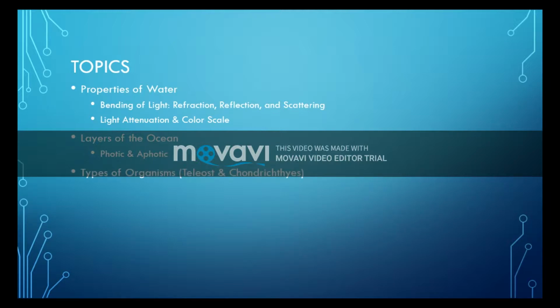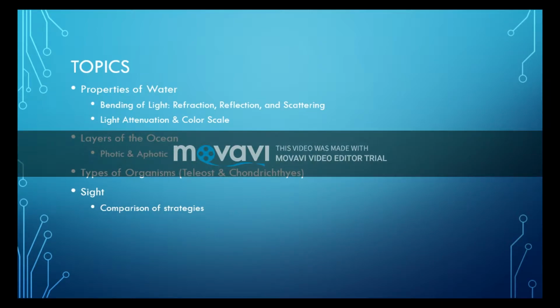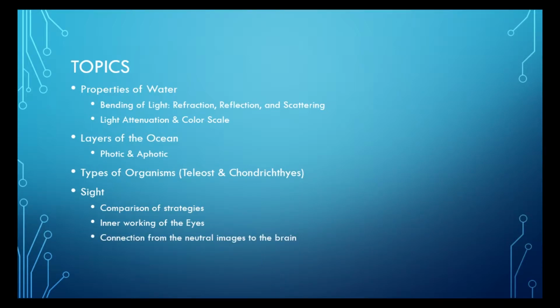The types of organisms themselves, the teleost and the chondrichthyes with multiple examples of each. The site comparison of strategies from the photic zone where there's plenty of light compared to the aphotic where there's no light and organisms have to adapt to the different lifestyle. The inner working of the eyes themselves as they perceive light, and the connection from the neural images to the brain itself.